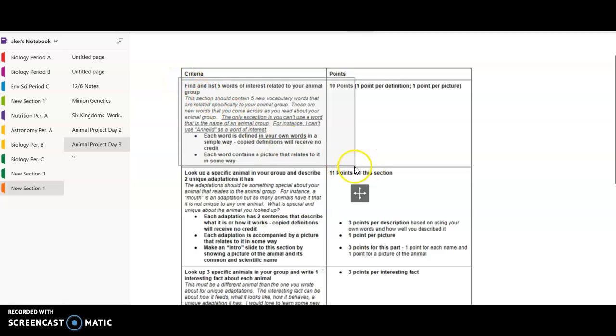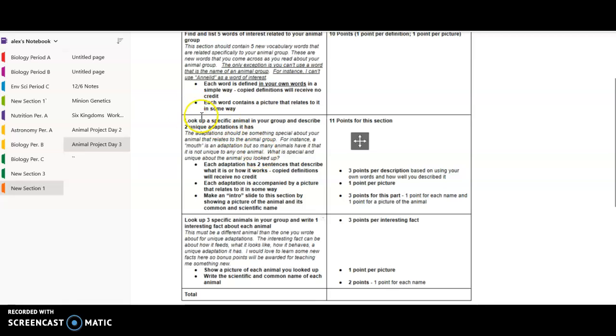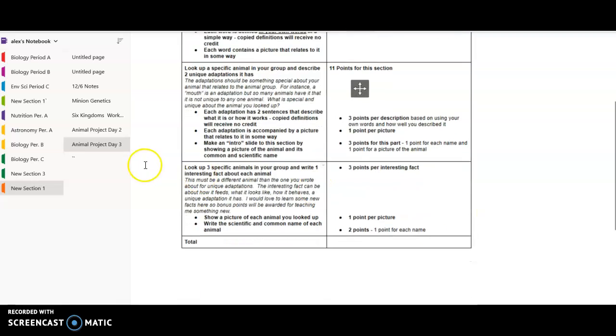You've got to find 5 words of interest, basically 5 vocab terms related to your group. Okay, probably words you learned. You're going to look up a specific animal and describe 2 adaptations it has. And then I want you to find 3 interesting facts, 1 fact per animal. So you're going to look up some specific animals in your group, do a little reading about them, and I don't think it will take you long to find an interesting fact about each one.